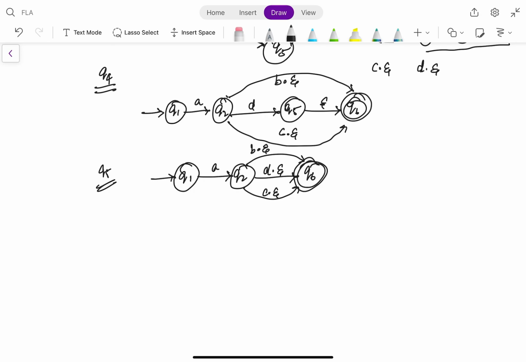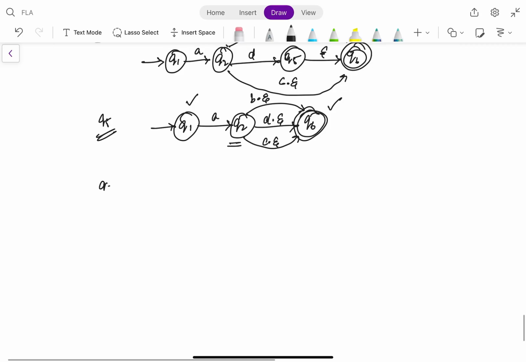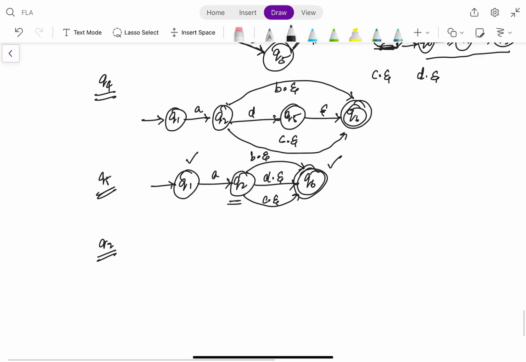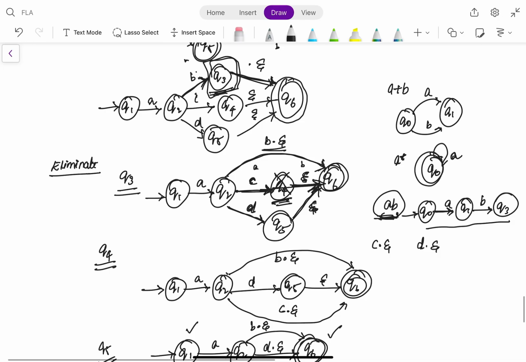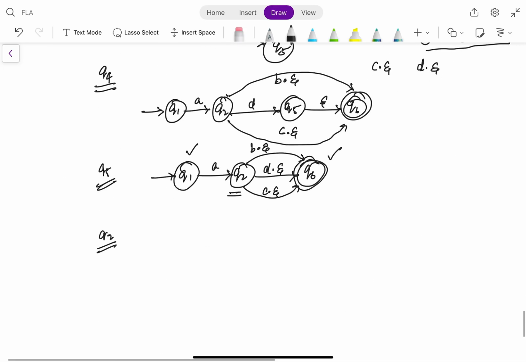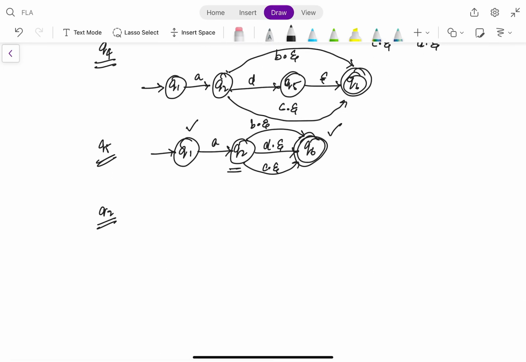Now we will try to remove Q1. So what is the final condition? There should only be an initial state and a final state. So finally we need to remove Q2. How will you remove Q2? Q2 has three outgoing transitions. How will you write these transitions? It looks like A plus B, right? A or B, but here you have C also. So this looks like B or D or C.